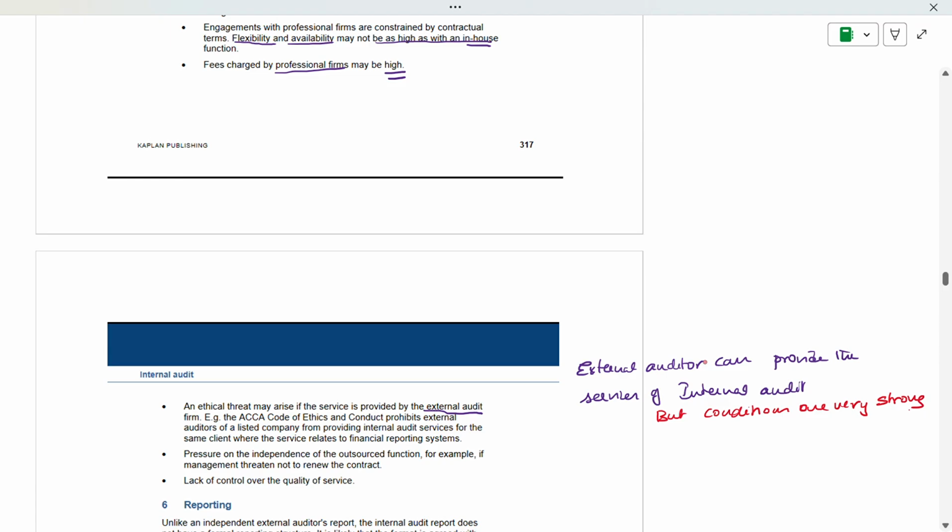First, you should not provide. Understand the point? As an external auditor, you should not provide the services of internal audit. That is the first basic thing. Again, if you provide, what will happen to the fees? How much should the fees be in 2 years? It should not be more than 15%.